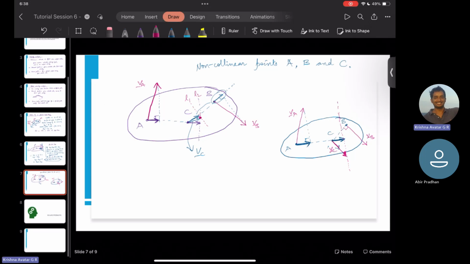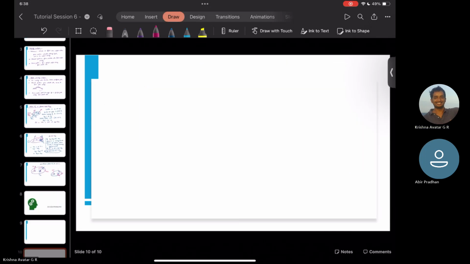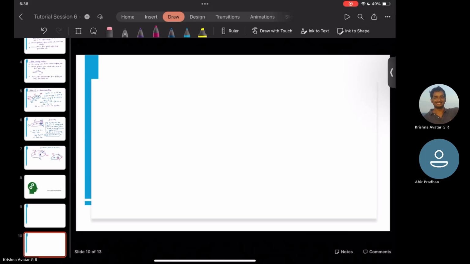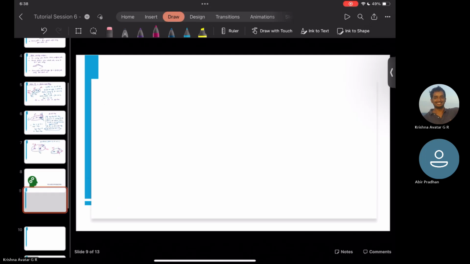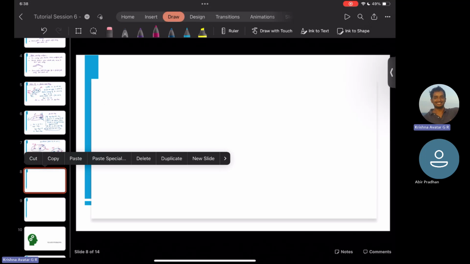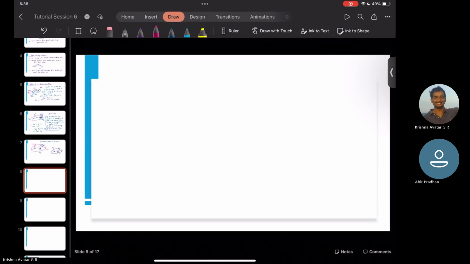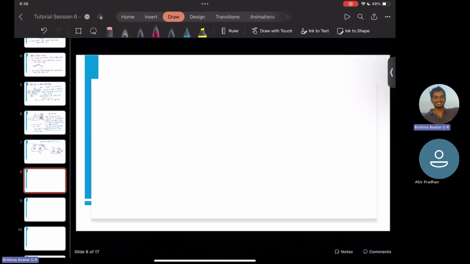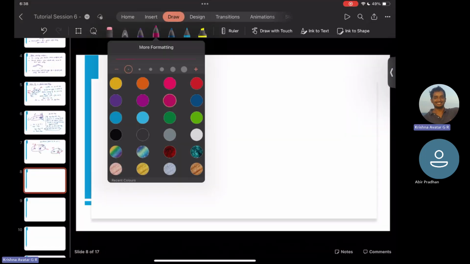So our next thing that we plan to do is what we call the instantaneous center of rotation. So let's talk about instantaneous.